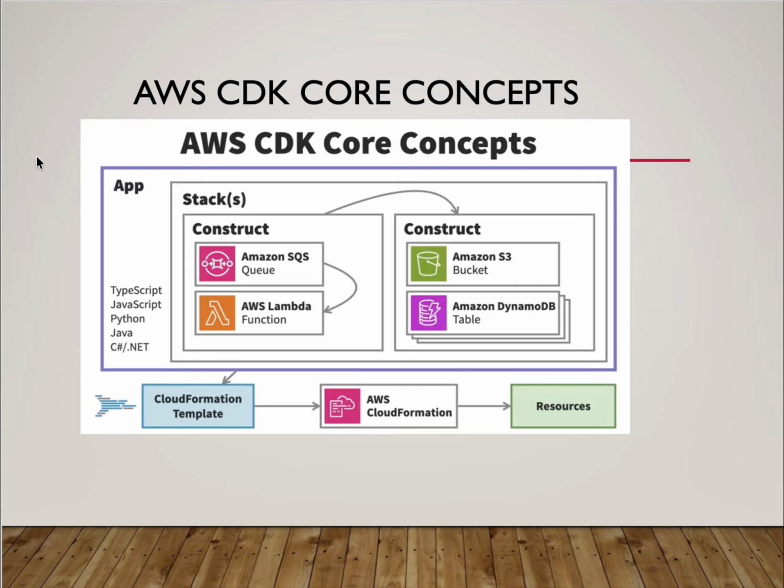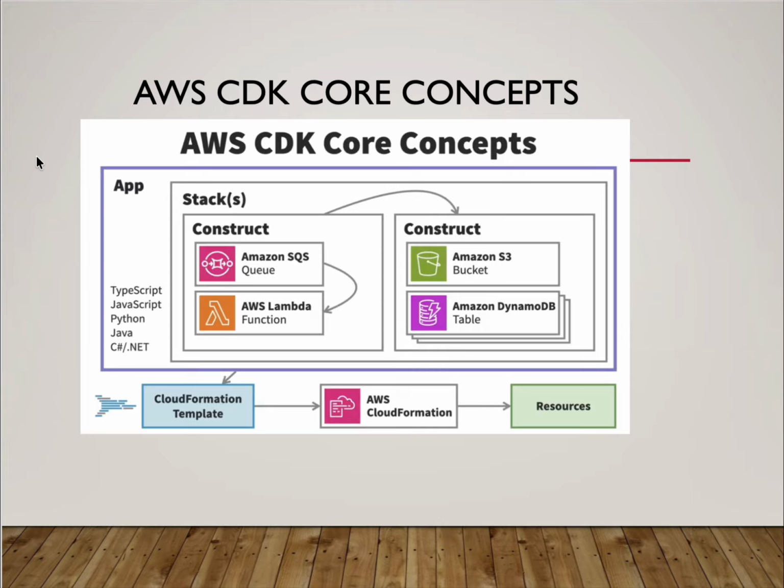Every CDK project starts with an application. So to use AWS CDK effectively, you need to understand the core concepts. The first concept is the application. An app is an entry point for your CDK project. It's where you define the infrastructure you want to deploy. Think of it as the main configuration of your cloud setup.